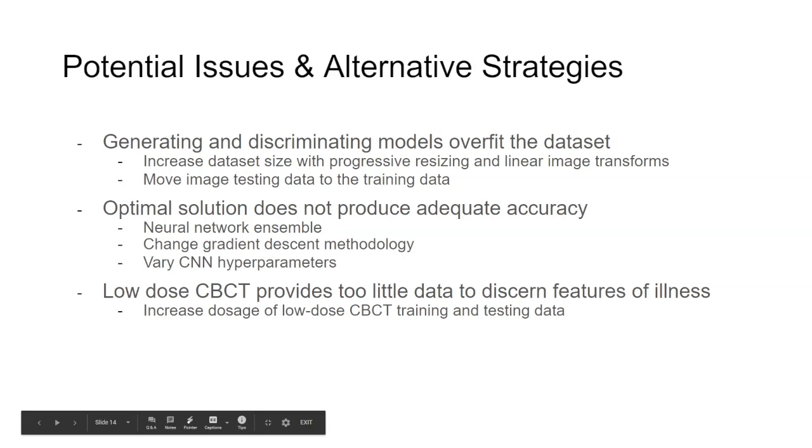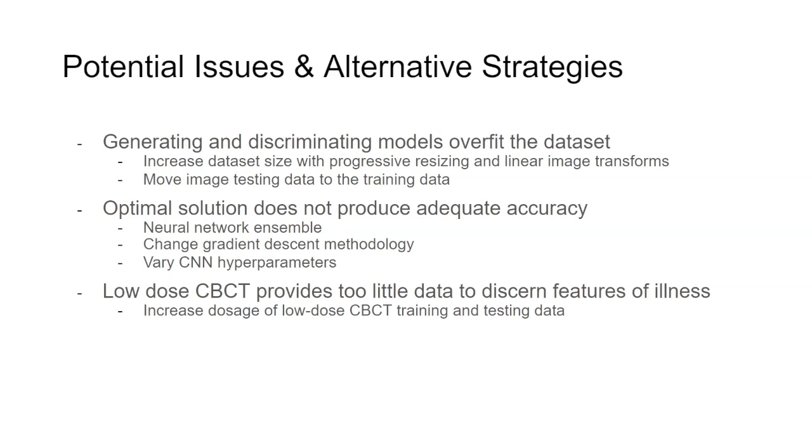There are several potential issues that might emerge with our neural network strategy. We might have generating and discriminating models that overfit the data sets that we're training them on. That is, they won't actually do well in the real world because we don't have enough images in our data set. So to increase the number of images in our data set, we can use progressive resizing and linear image transform techniques, like rotating and stretching the images. And we can also balance the number of images for our training data with the number of images for our testing data.